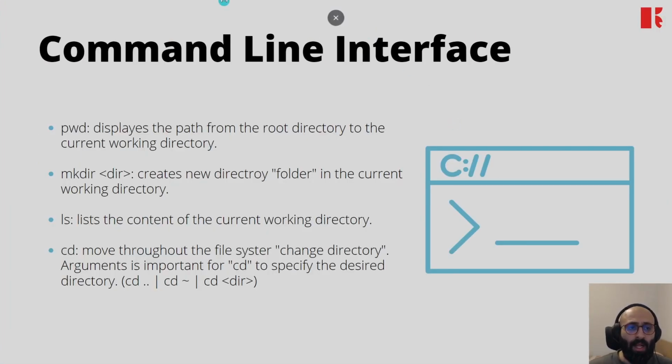Here we are. The first command we're going to start with is called pwd. pwd stands for print working directory. It displays the path from the root directory to the current working directory. So it's telling you the path from the root of your computer to the location your terminal is located at. Let's see it in action to see what that means.